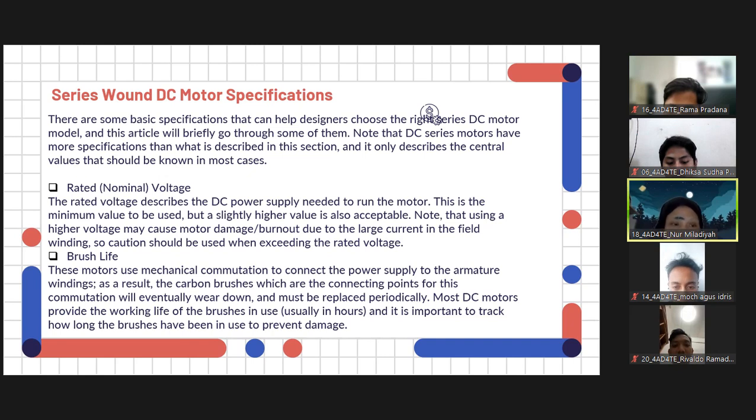And the next is brush life. These motors use mechanical commutation to connect the power supply to the armature windings. As a result, the carbon brushes, which are the connecting points for this commutation, will eventually wear down and must be replaced periodically. Most DC motors provide the working life of the brushes in use, and it is important to track how long the brushes have been in use to prevent damage.